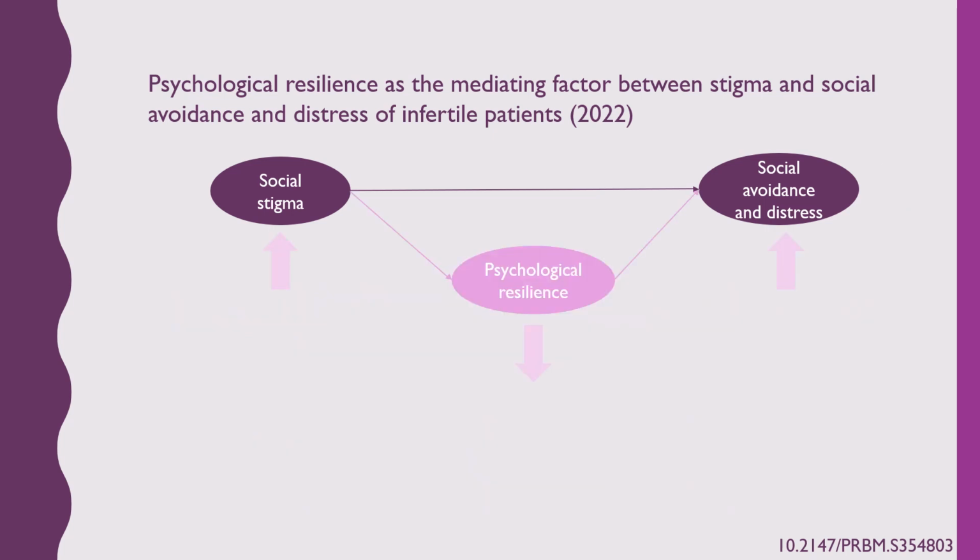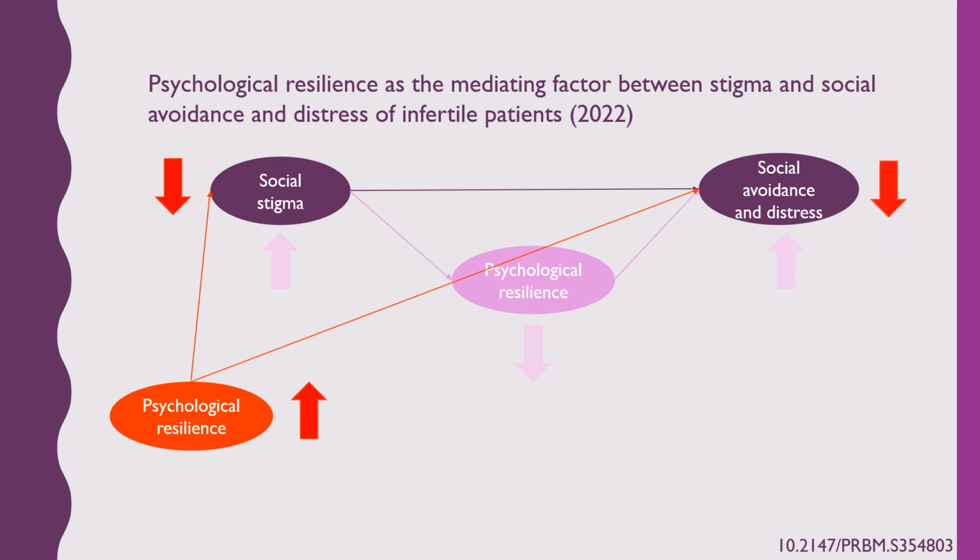Now, keeping the same model in mind, what if psychological resilience was high? And instead of placing it in the model as a mediator that is influenced by social stigma, what if psychological resilience itself influenced social stigma in such a way that when high, it could decrease social stigma and also decrease social avoidance and distress? It means that psychological resilience, if it's something that we can acquire, learn, and work on, we can also defeat a lot of the external variables that have an impact on our mental health.